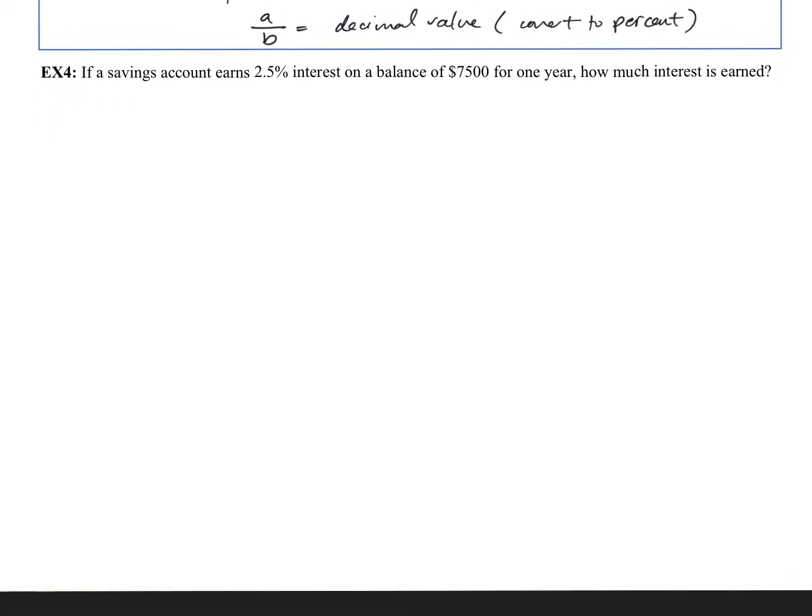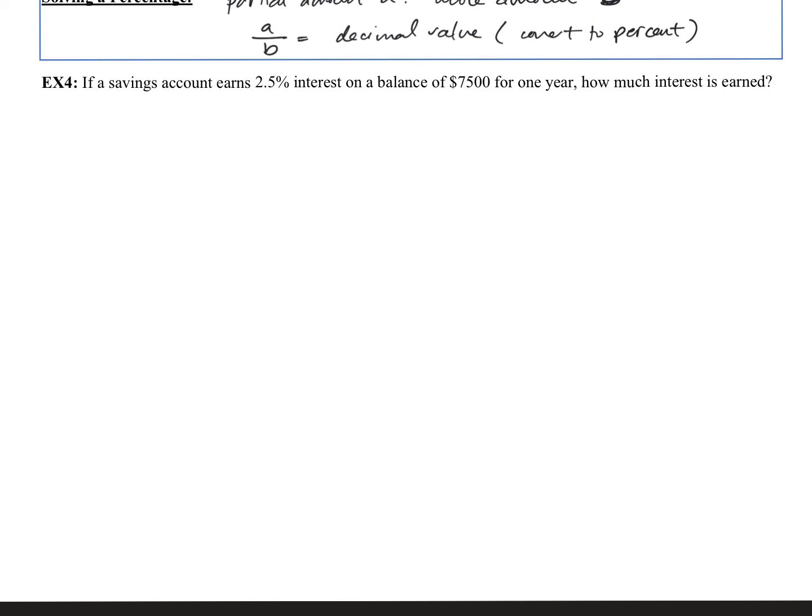Example 4. If a savings account earns 2.5% interest on a balance of $7,500 for 1 year, how much interest is earned? Alright, so let's go ahead and set up an equation. First we need to determine what are we given. Well, we're told the interest, and then we're told there's a balance. So we want to figure out how much interest is earned. So out of the 7,500, we want to know how much we get.